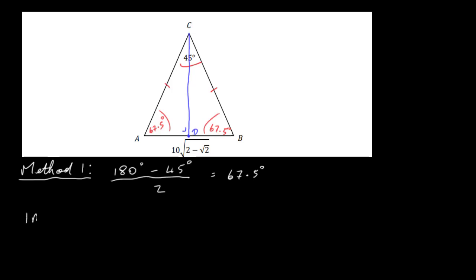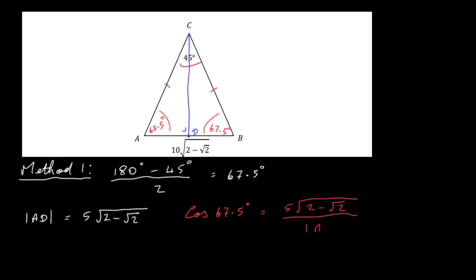So the distance AD is just going to be equal to 5 times the square root of 2 minus root 2. So that's this distance here, A to D. Okay, so what I'm going to do next is just use cosine. So the cos of 67.5 degrees is equal to 5 times the square root of 2 minus root 2 over the distance AC.